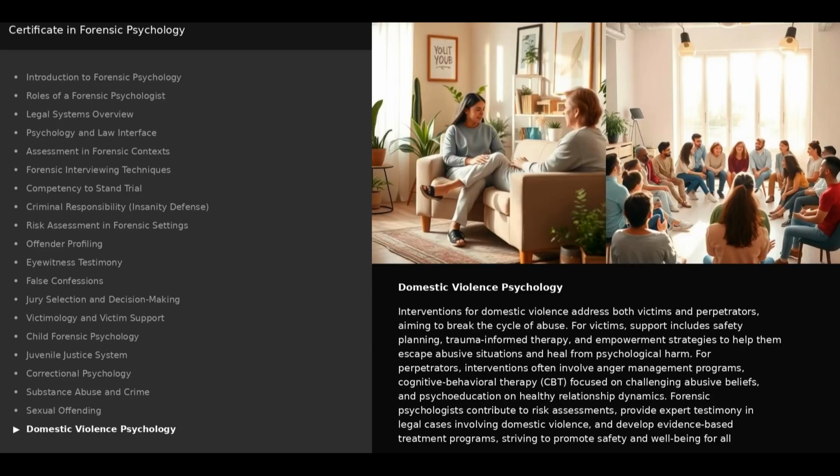Interventions for domestic violence address both victims and perpetrators, aiming to break the cycle of abuse. For victims, support includes safety planning, trauma-informed therapy, and empowerment strategies to help them escape abusive situations and heal from psychological harm. For perpetrators, interventions often involve anger management programs, cognitive behavioral therapy, CBT, focused on challenging abusive beliefs, and psychoeducation on healthy relationship dynamics. Forensic psychologists contribute to risk assessments, provide expert testimony in legal cases involving domestic violence, and develop evidence-based treatment programs, striving to promote safety and well-being for all involved.